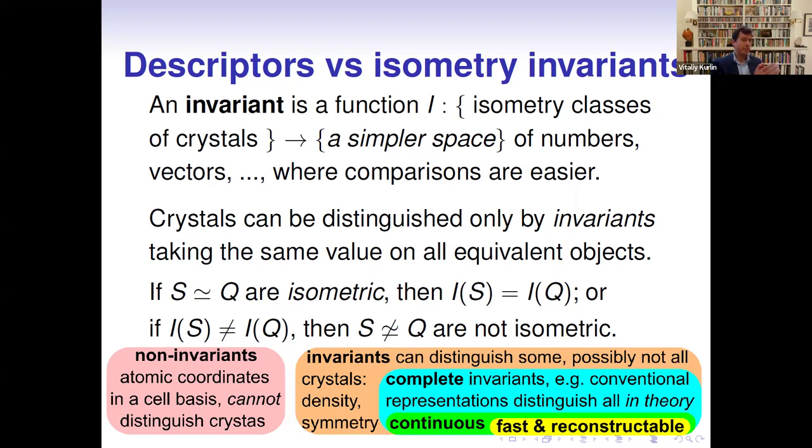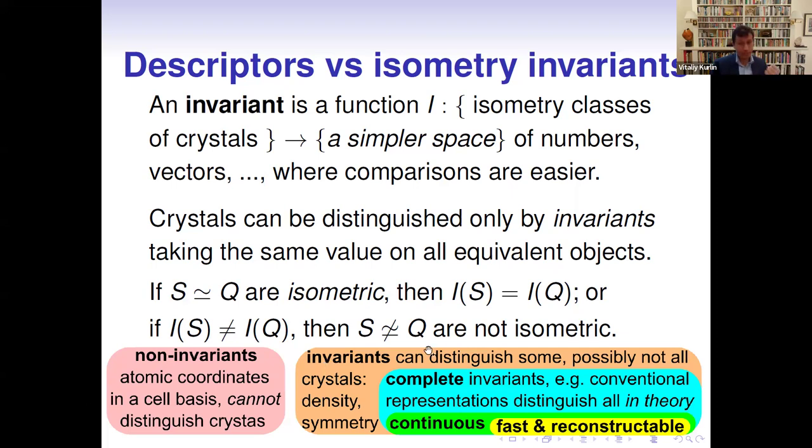For example, we could list atomic coordinates in a given cell basis, or even order them in any way. But comparing these atomic coordinates between various crystals does not help us to distinguish crystals. Because under isometry or rigid motion, we can easily shift all our atoms by the same vector even within the fixed unit cell. So all these atomic coordinates change, but under rigid motion it's the same object, so the same equivalence class. That's why it's important to distinguish between non-invariant descriptors and invariants.